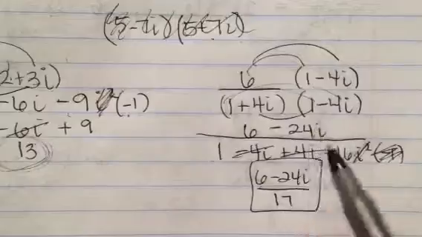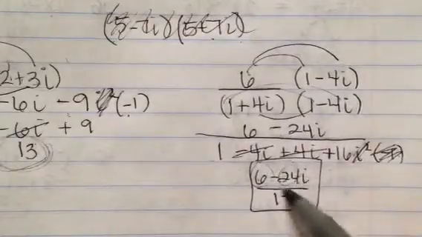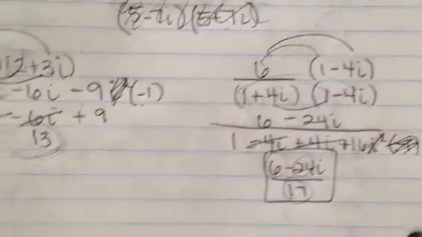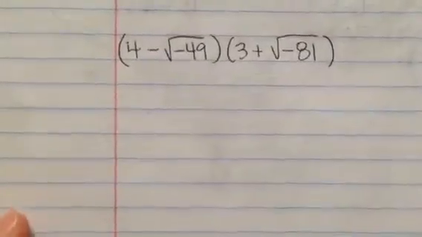And you do have to check, though, is there a number that goes into all 3 of those numbers? So 6, 24, and 17, no. 17's prime, so you know for sure it won't. Okay, let's try one more.